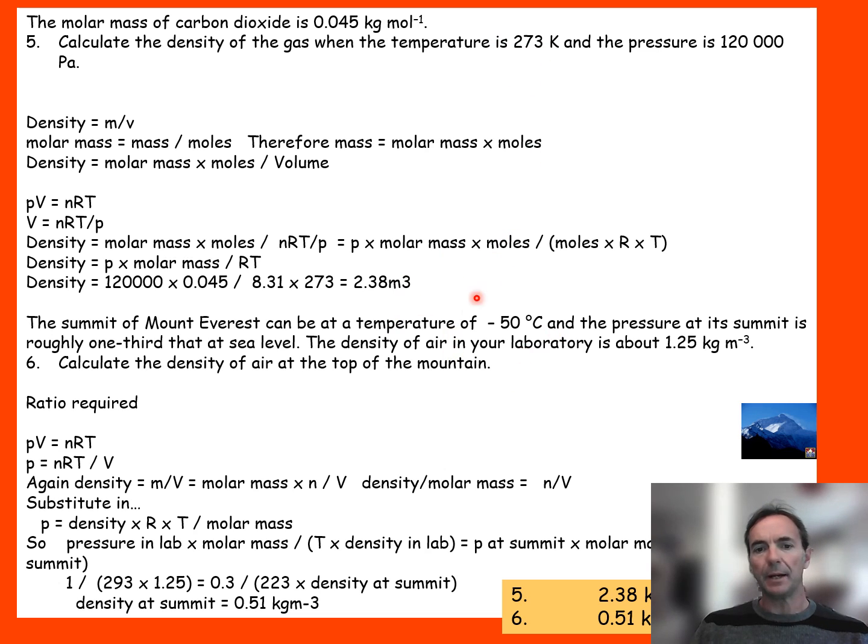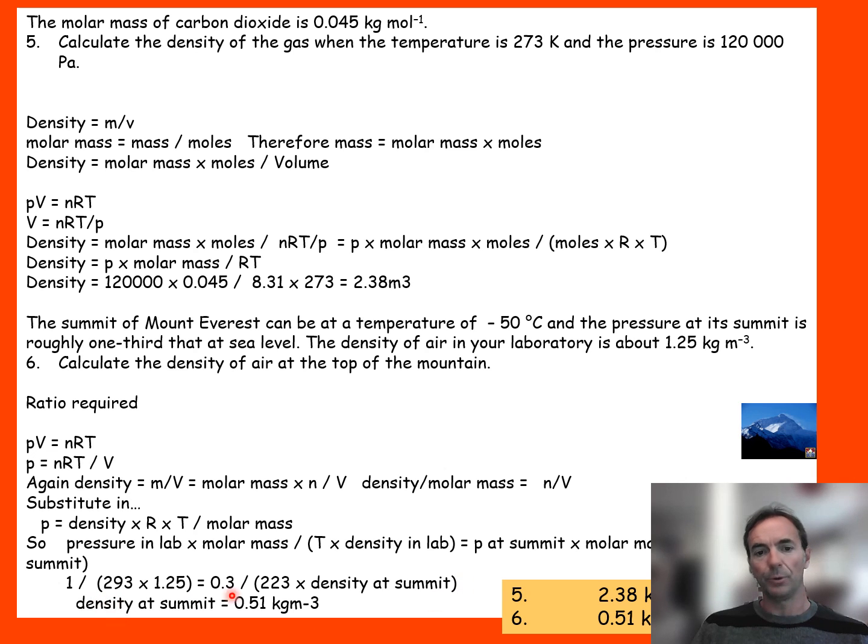So again, here we go. We've got a new problem here. We've got to convert this to Kelvin. Let's have a look, so it's a ratio required. We've got PV equals nRT. Again, it's that density one, substitute density, and we end up with the same equation we had before. So in other words, in this case, we've got pressure in the lab times molar mass over this is equal to pressure at the summit, molar mass times density at the summit as well.